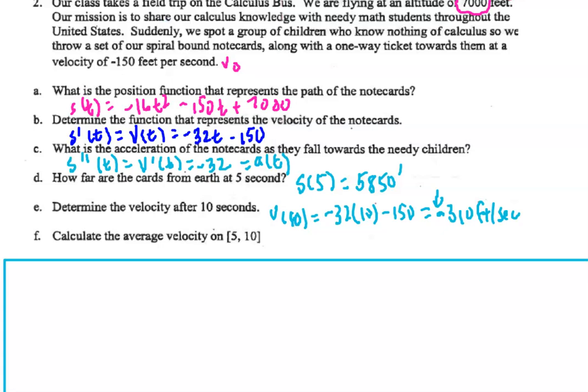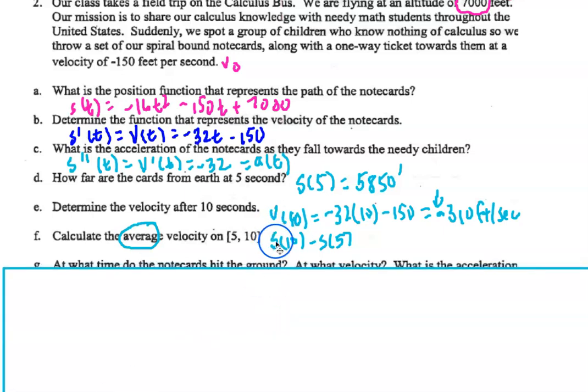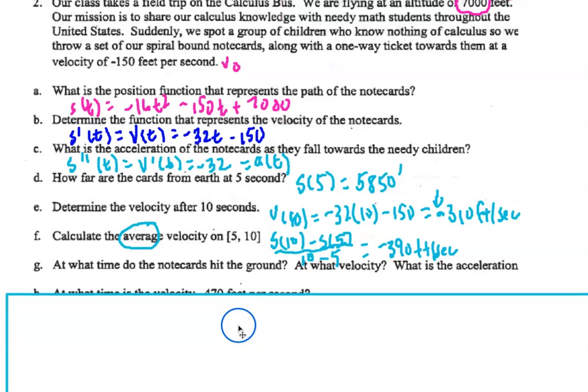Letter F, calculate the average velocity. Be careful, look at your keywords. Average is your Algebra 1 idea, so average rate of change. So that would be position at 10 minus position at 5, again off of your calculator. Let me slide this down just a little bit. Don't have much room here. Divided by 10 minus 5, again straight off your calculator. That should give you negative 390 feet per second. So notice the difference between average and instant. Average requires 2 points. Instant is at a frozen moment of time.